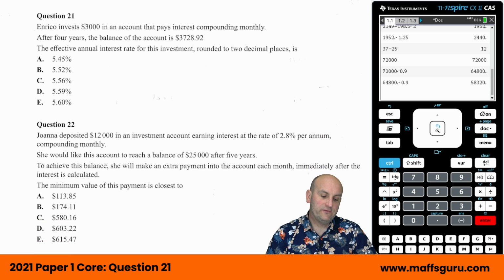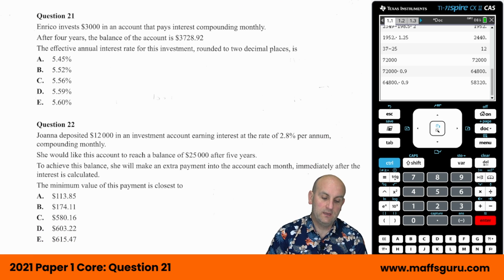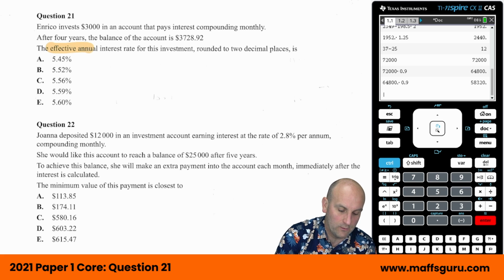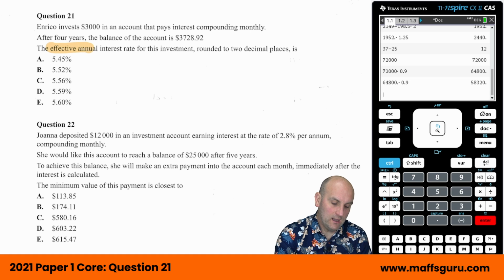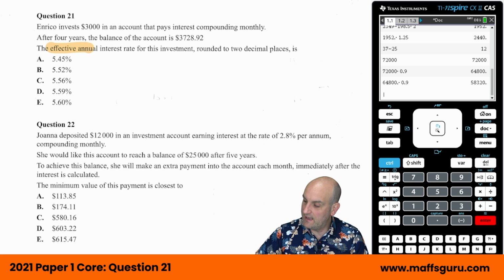Enrico invests $3,000 in an account that pays interest compounding monthly. After 4 years, the balance of the account is that, the effective annual interest rate. Now, I watch that all the time now. Why? Because it's annoying. Okay, so how did I do this? He says, looking very quickly at his answers.